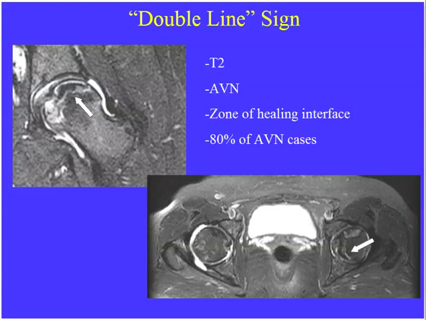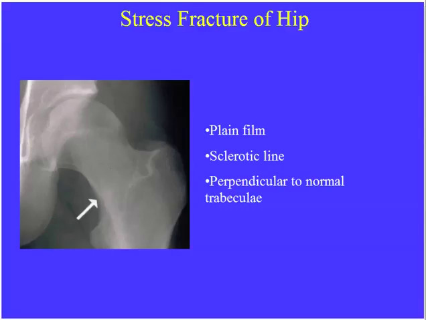Here's a double line sign again. A more common location for avascular necrosis is within the femoral head. And in this particular instance, we see an area of geographic abnormality involving the femoral head with a double line sign. We see a black line coming across with a white line parallel to it. This is diagnostic of avascular necrosis. When they show you this, just nail it, give them the answer they want, and you'll do great.